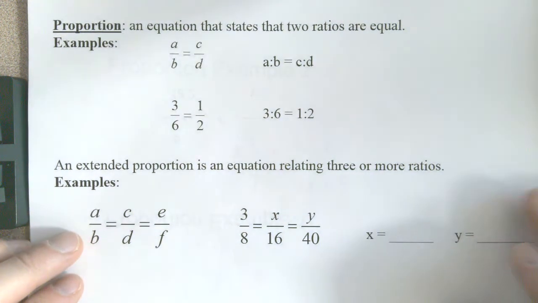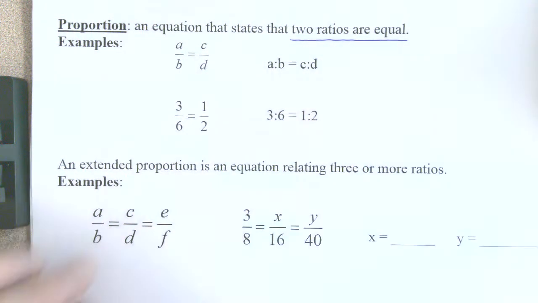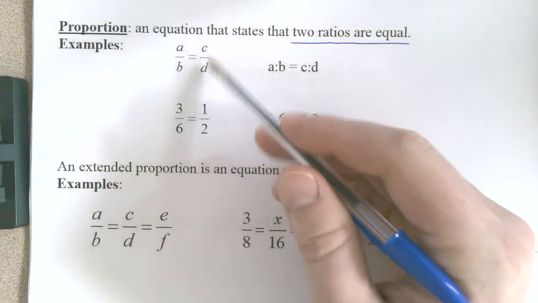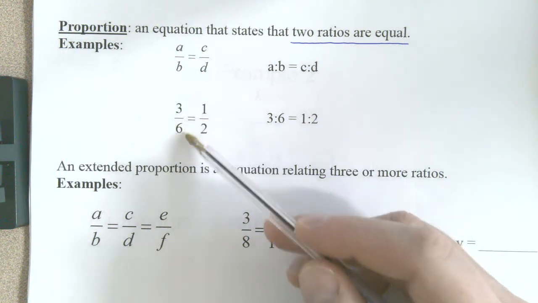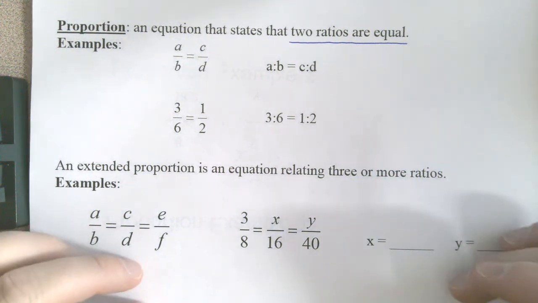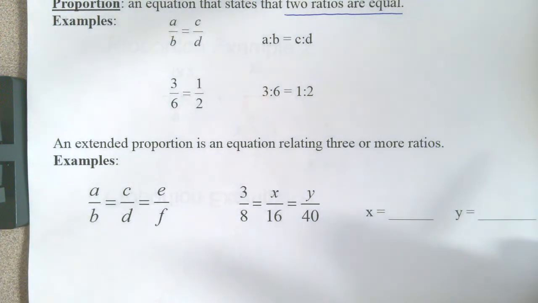So we say a proportion is simply two ratios that are equal. So 2 equal ratios. In this case, A over B equals C over D, or in number form, 3 over 6 equals 1/2. The main thing that we're going to be doing with these problems is solving the proportions. And I'm sure you probably have been solving proportions since you were in middle school, I hope. Basically doing cross multiplication.